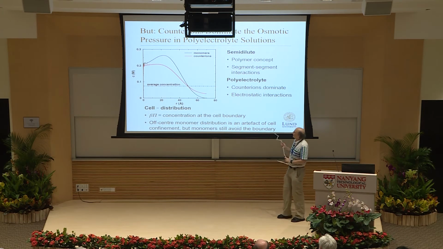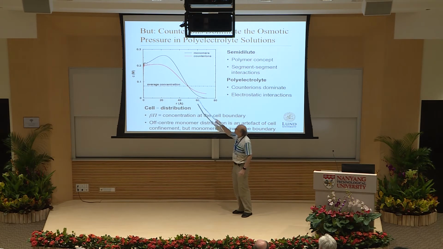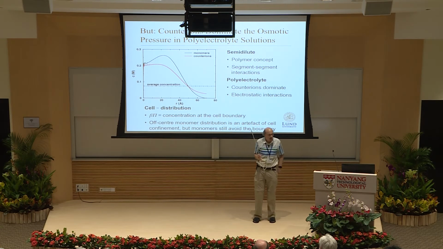And you can see that directly here in the cell model. If you look at the distribution of the counterions, which are the red, and the monomers, which are the black ones, there are many more counterions at the surface, which means that the counterions actually do dominate the osmotic pressure.